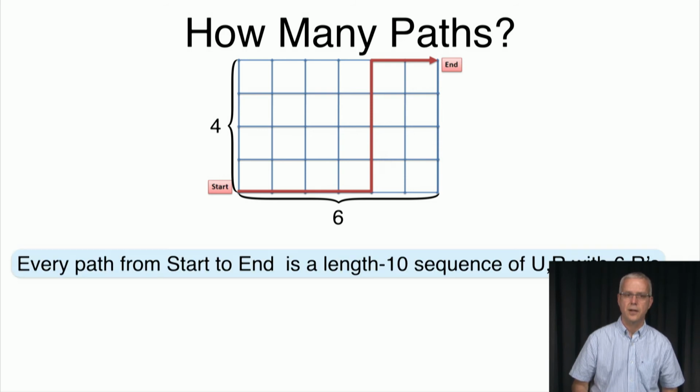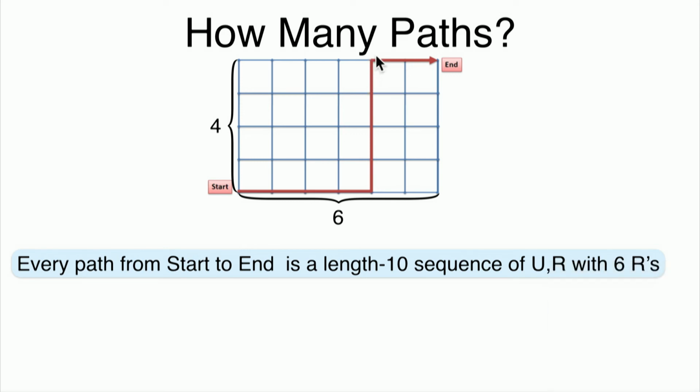So you notice that every path from start to end, if it's a shortest path, doesn't go back, and is a length 10 sequence of ups and rights with 6 rights. For example, this one goes right, right, right, right. That's 4 rights, and then we have up, up, up, up, 4 ups, and then 2 rights. So we have a total of 6 rights. Any path that you take from here to here will have to move to the right 6 times and move up 4 times. So it'll be a sequence of length 10 with 6 rights and therefore 4 ups.